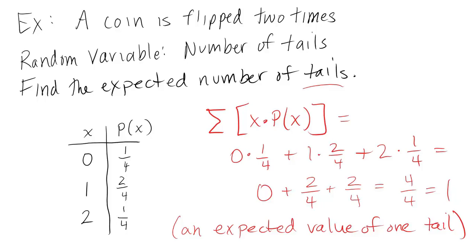Short run could be different. You might get 2 heads 3 times in a row. That's not very likely, but it is possible. But over the long run, the expectation is that we'll average 1 tail per trial. And that's what this answer means.